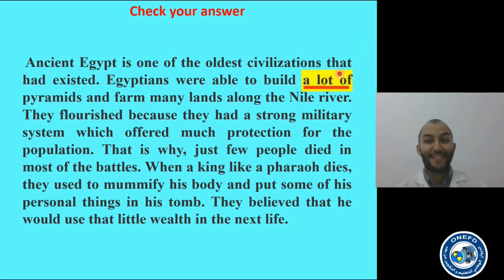Okay. Yes, absolutely. The first quantifier, a lot. So a lot of pyramids and for many lands, many lands. Yeah, so this is the second quantifier. Okay, well done. So I'm gonna go again. Egyptians were able to build a lot of pyramids and for many lands along the Nile River. They flourished because they had a strong military system which offered much protection, much protection.